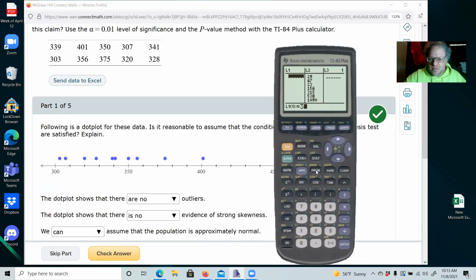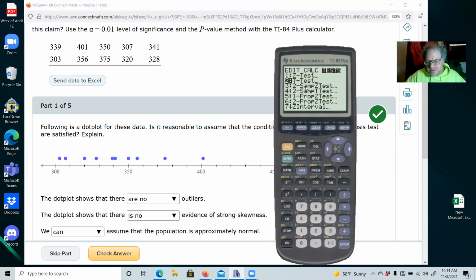So this was 339, 303, 401, 356, 350, 375, 307, 320, 341, 328. Okay, these are 10 refrigerators there. Double checking it. So 339, 303, 401, 356, 350, 375, 307, 320, 341, 328. Done. Okay, so we're going to go back to stat, do a test.